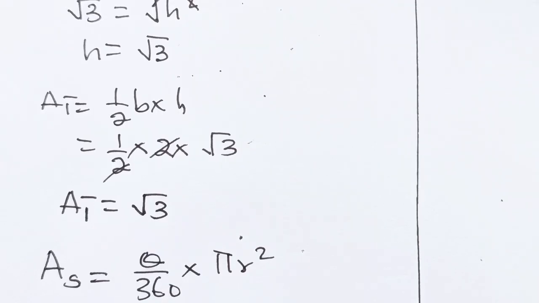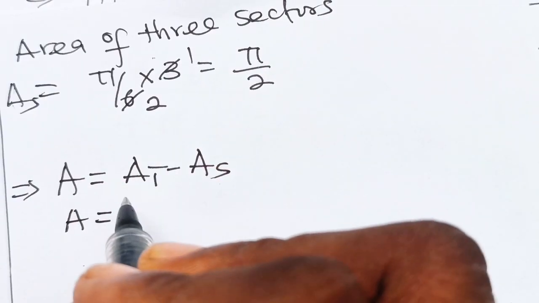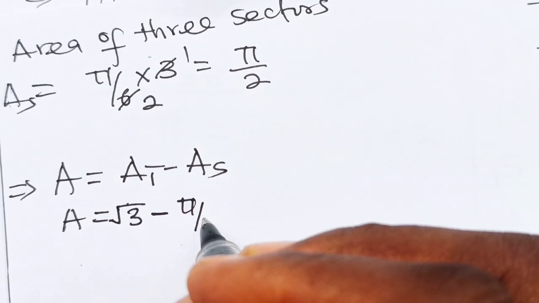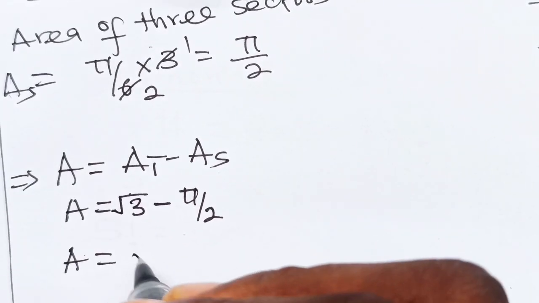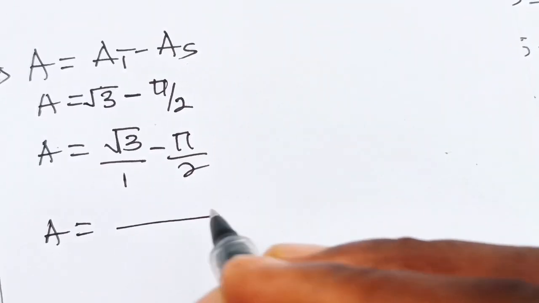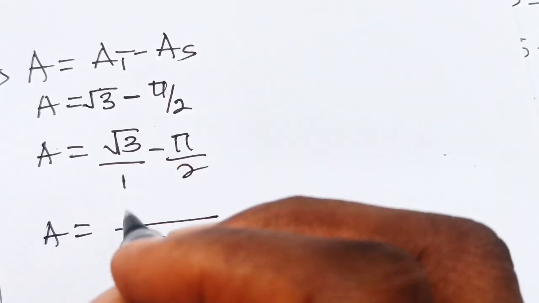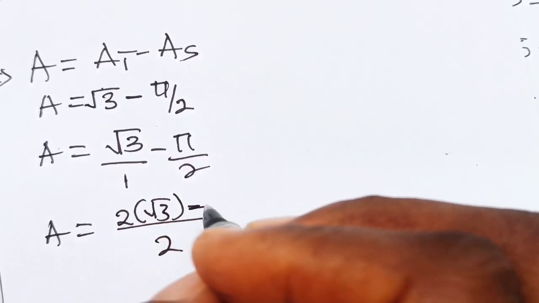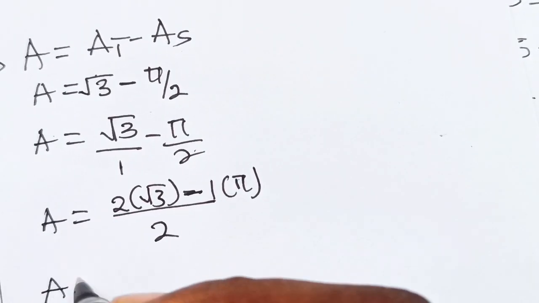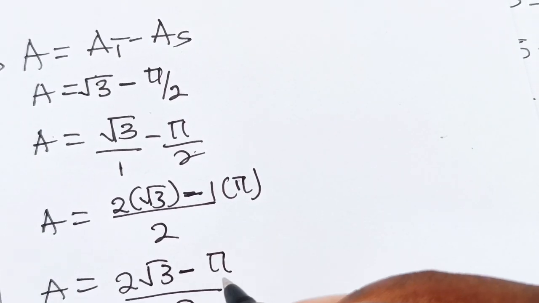See it here, the area of the triangle is equal to root 3. So it means that the area is equal to root 3 minus the area of these 3 sectors, which is pi over 2. So the area is root 3 over 1 minus pi over 2. Now the LCM is 2. When 1 divides 2, we have 2, so we have 2 multiplied by root 3 minus, when 2 divides 2, we have 1 multiplied by pi. So we have the area is equal to 2 root 3 minus pi, all divided by 2.